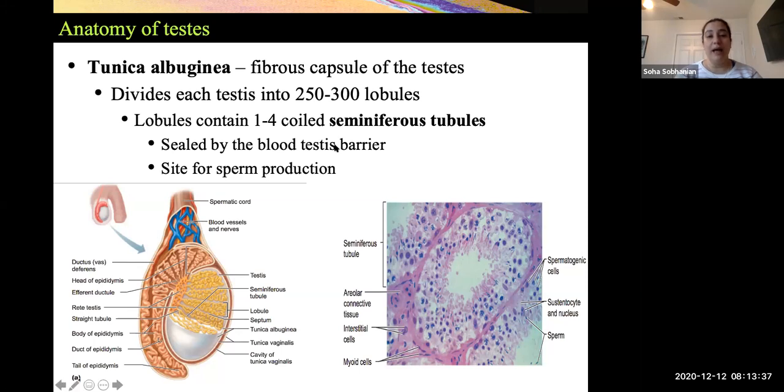So we actually have what we call the blood-testis barrier, which is created by your tunica albuginea. So it is not only physically protecting the seminiferous tubules, but it's also protecting it against chemical damage that may come from your blood. Any questions so far, guys? Anything that's not clear? Good? Okay.